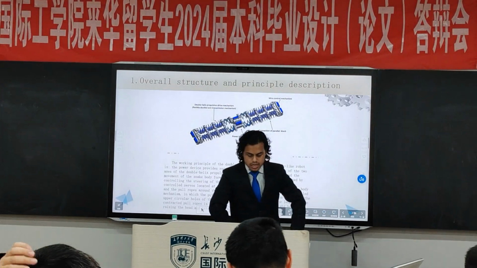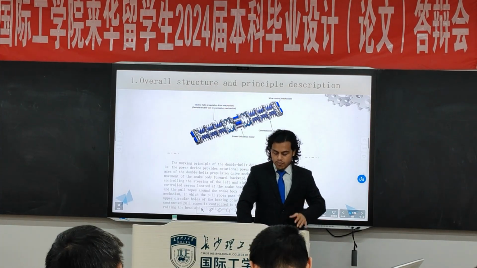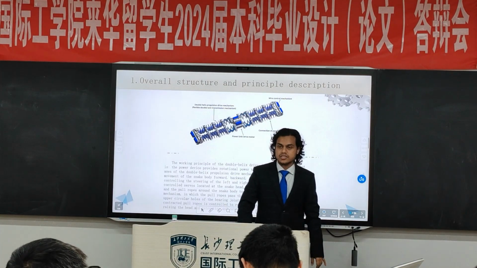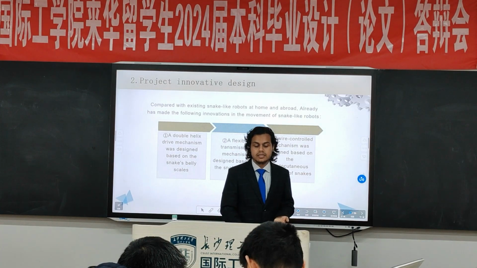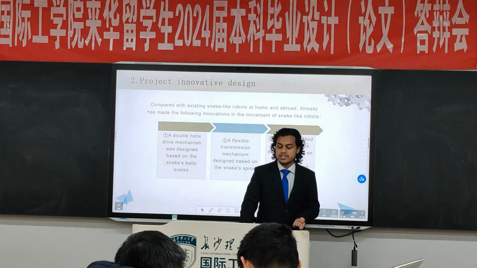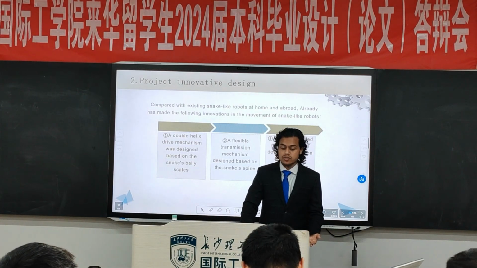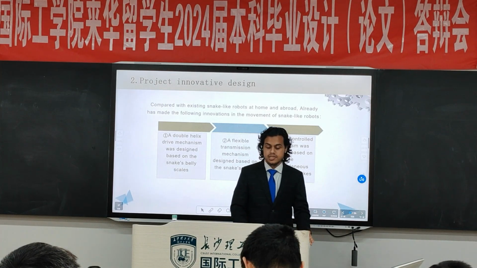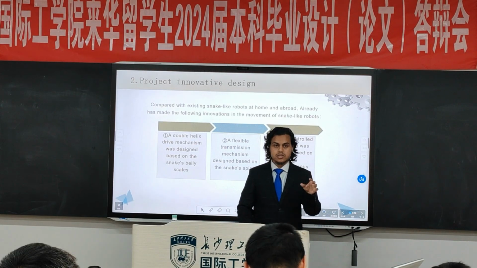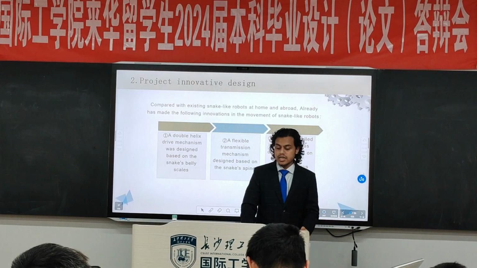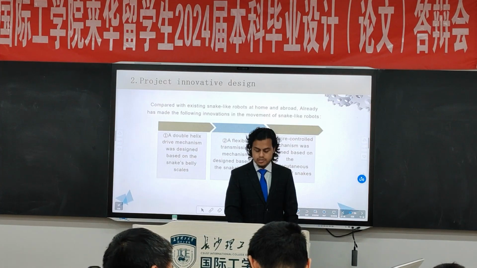Also, there are some sensors that I have used here, the speed sensor, and for connecting the wire, I have also used a sensor called the Hall effect sensor. Compared with existing snake robots at home and abroad, I have made the following innovations in snake-like robots. I have already mentioned that my snake is double helical. The drive mechanism was designed based on the snake belly scales. The flexible transmission mechanism was designed based on the snake spine, which is also very important. And the wire control mechanism was designed based on the contraction muscles of the skin.